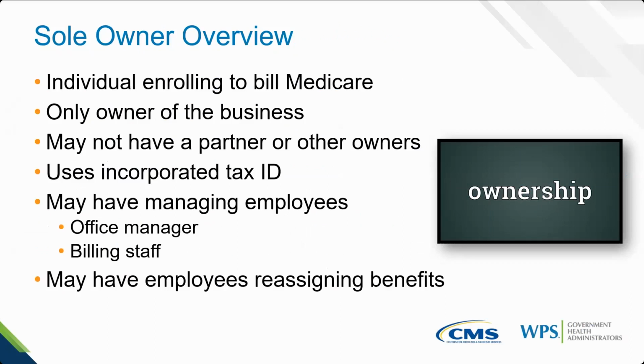So we'll move on to our sole owners. They are also an individual enrolling to bill Medicare, and like the sole proprietors, they are the only owner of that business. They cannot have a partner or other owners. The second they have that, they are a group and would need to enroll using an 855B form to establish that business entity. They, like I said, no partnership, no additional owners. And that's one of the questions that we will ask.